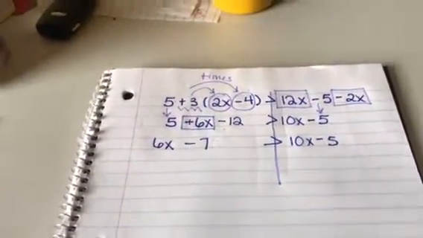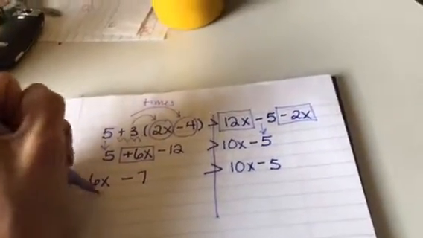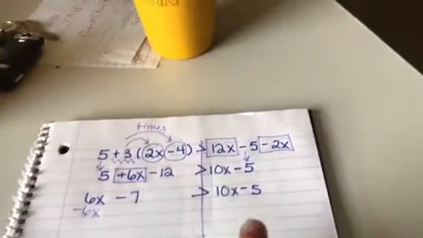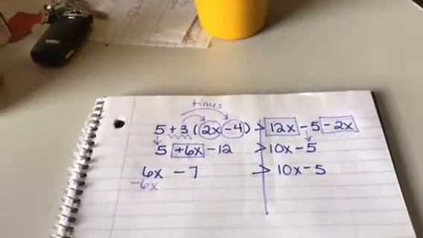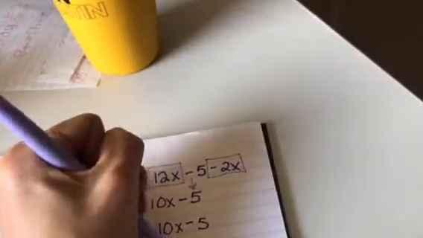I need to get rid of it. How do I get rid of 6x? Well, I subtract 6x, and whatever we do on one side, we do on the other. Where do we subtract the 6x from on this side? From the x's. They are like terms.